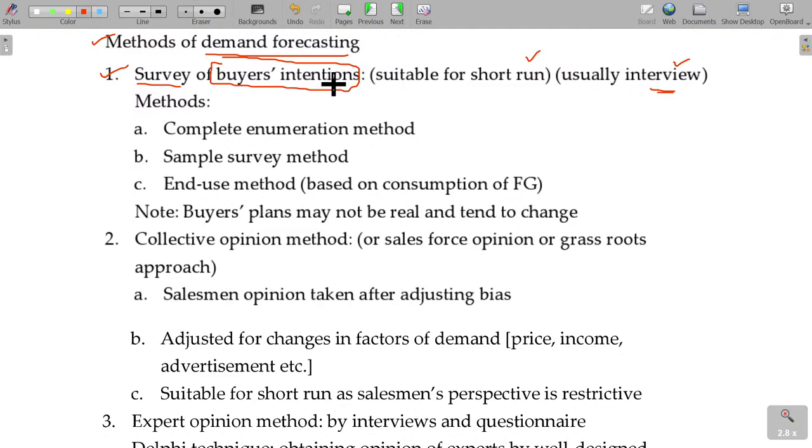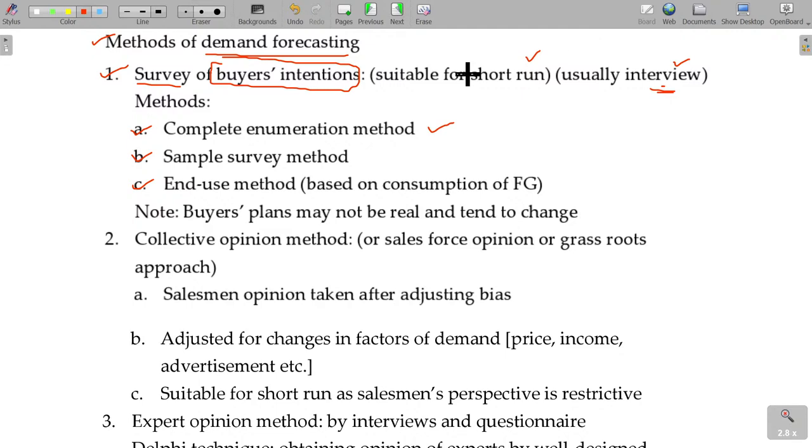Now we'll move on to the methods of demand forecasting, and this is the interview technique, which can be done in three ways. Complete enumeration method: the interviewer or salesman will come and explain the product, put some questions to the customers, and based on the answers he gets, he will decide what could be the demand for the product. That comes under the complete enumeration method.